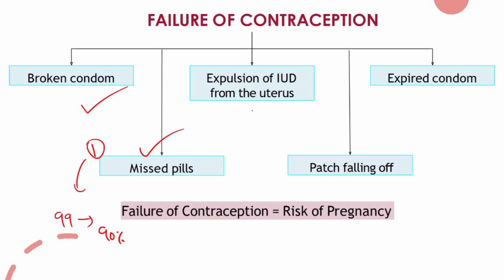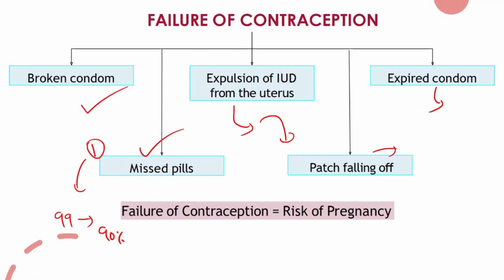Next one is expulsion. So whatever IUDs are placed into the uterus, the body will try to expel it out. So if the device is expelled, there can be a chance for pregnancy to happen. Patch falling off. Whatever patch is placed onto the skin, if the woman is not mindful, it can fall off and it cannot prevent the pregnancy. Next one is expired condoms. So the condoms can break or tear and they cannot prevent the pregnancy. Okay. So failure of contraception, risk of pregnancy.